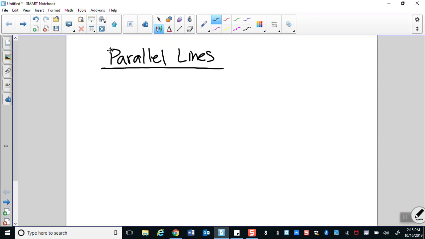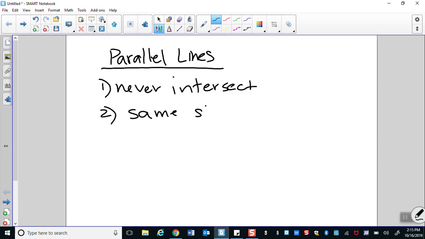Some things that we already know about parallel lines is that they never intersect. And what you learned last year and this year is that they have the same slopes. So underline that or highlight that. We know that also they're coplanar, but today we're going to focus on the fact that they have the same slopes.